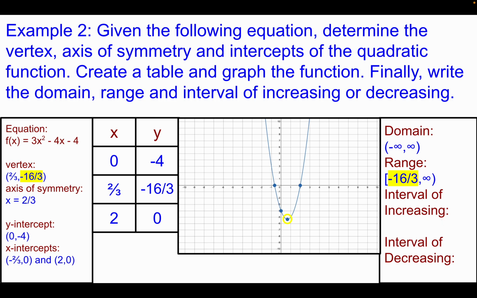Interval of increasing, that's also going to use the vertex, but that's going to go from 2/3 to infinity. So it's just going to be all the numbers that are bigger than 2/3. And then our interval of decreasing, well, it's going to be decreasing before the vertex. So that'll go from negative infinity to 2/3. Okay. So that's the end of example 2. We have one more example that we're going to go through, example 3.